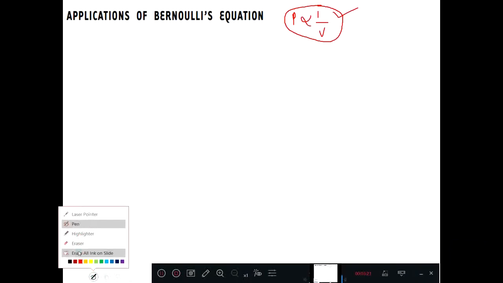So this principle says that pressure and velocity are inversely proportional. I can write it like this: the pressure is inversely proportional to the velocity. This is the principle of Bernoulli, and let us see how this equation works practically on various devices which operate. Let us study the first application.